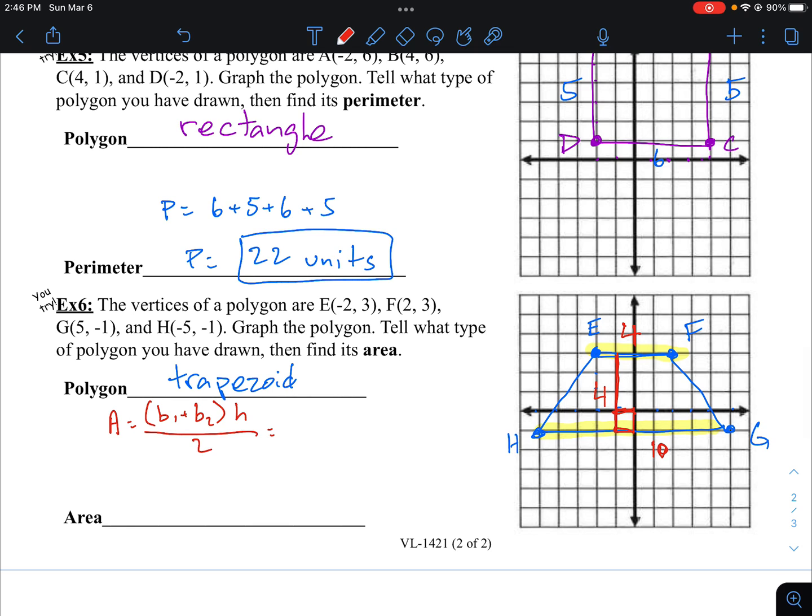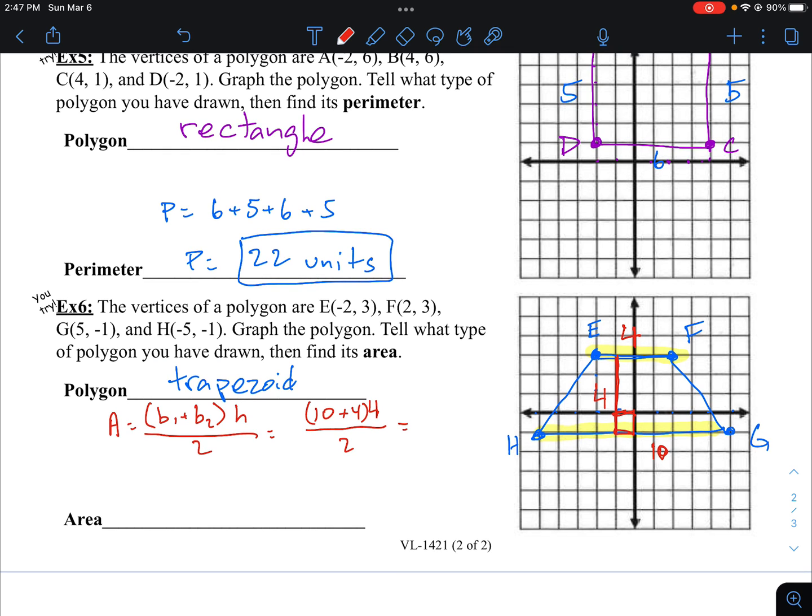So let's fill out the formula. Base 1 is 10, base 2 is 4, and then we'll multiply it by the height, which is also 4, and divide that whole thing by 2. Order of operations, 10 plus 4 goes first, so that's 14. You multiply that by 4, and you divide that by 2, and there are lots of ways to do that, but once you stick that in your calculator, you end up with 28 units squared, or square units. And that is our answer.